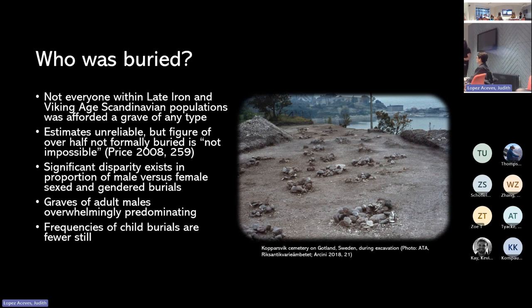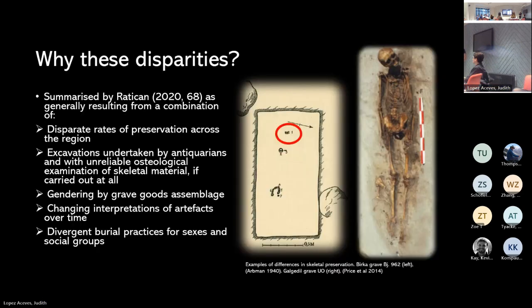So the first question to ask then is, who was buried in Viking and late Iron Age Scandinavia? And pretty much the answer is not everyone got a burial or was afforded one of any type. Perhaps as little as just over half were buried at all. And a significant disparity exists between male and female sexed and gendered burials. Graves of adult males are overwhelmingly predominant, and children are even fewer. But why do these disparities occur?